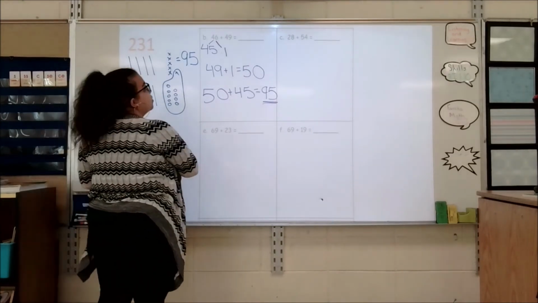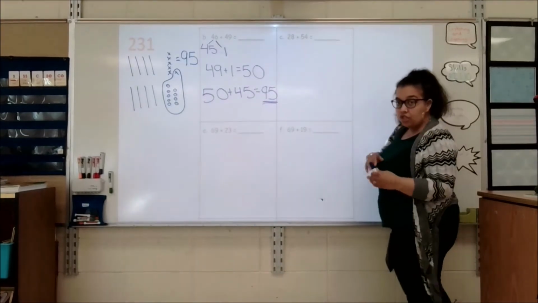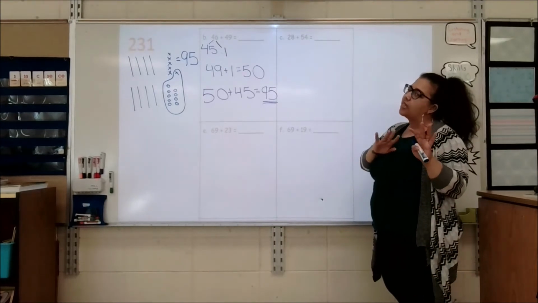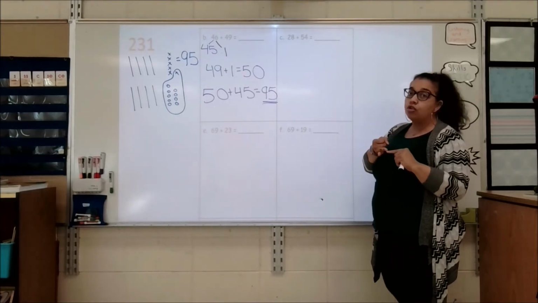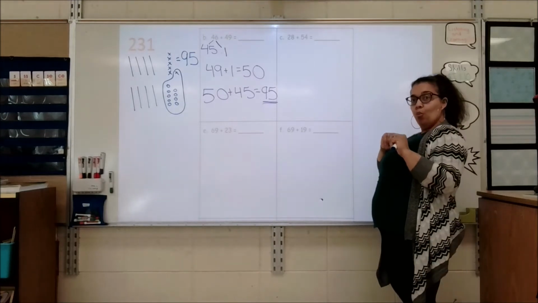All right, the next one reads 28 plus 54. Again, I'm going to use my extra space to draw my picture. Like I said, this is not new. It's the same. It's module 4 again, module 2 again, module 1 again, but the numbers are bigger. Same thing we've been doing.